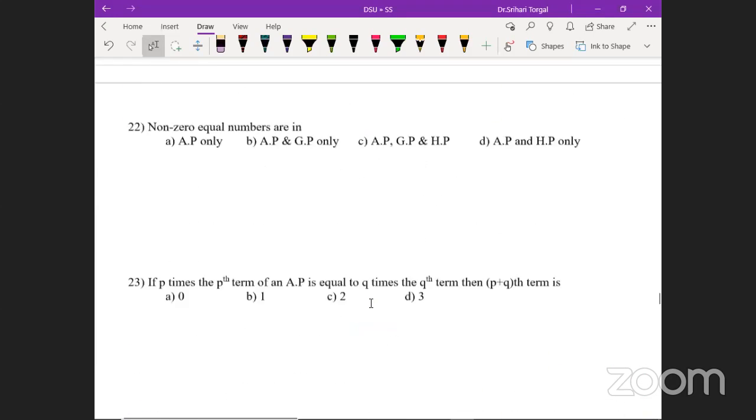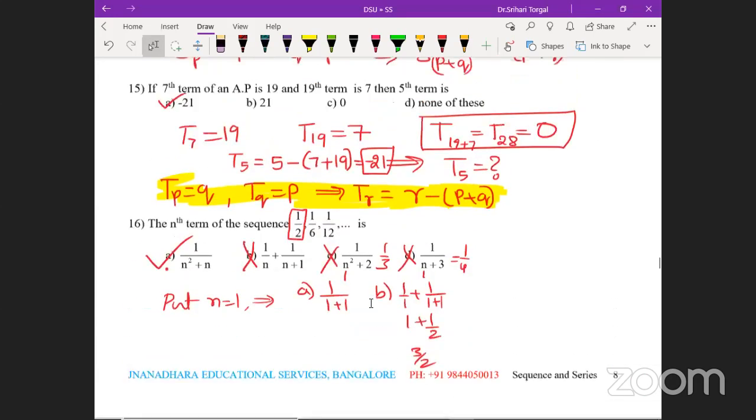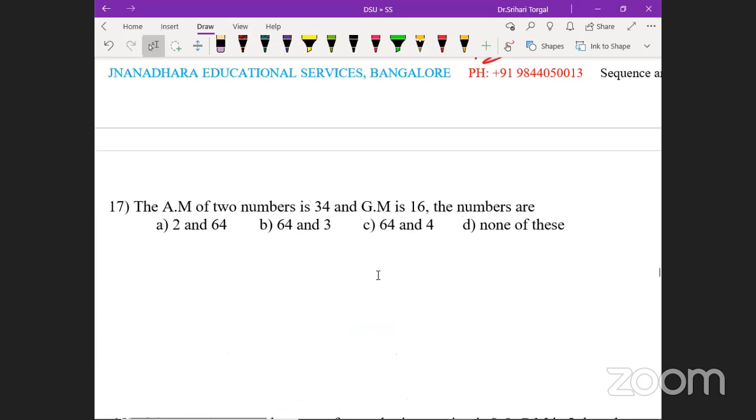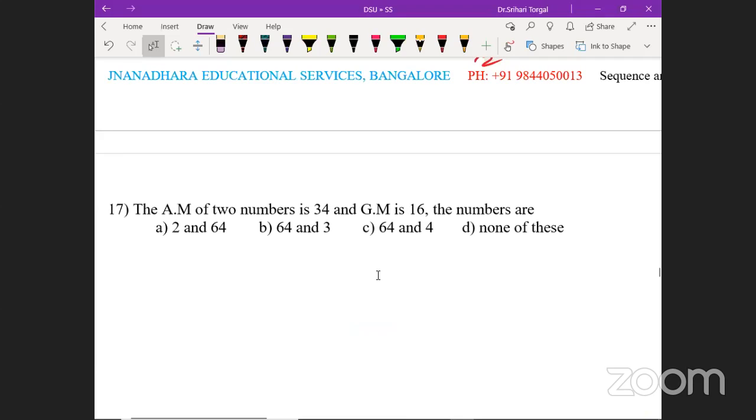Let me move on to question number 17. If the arithmetic mean of two numbers is 34, the geometric mean is 16, the numbers are? The arithmetic mean of two numbers is 34, the geometric mean is 16. What are those two numbers? You have to find A and B.